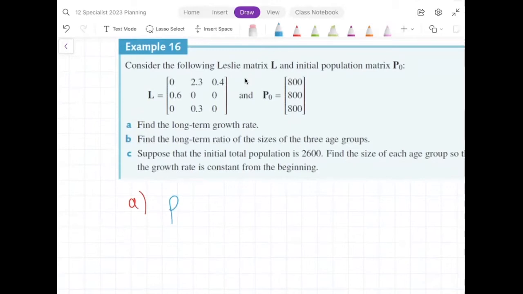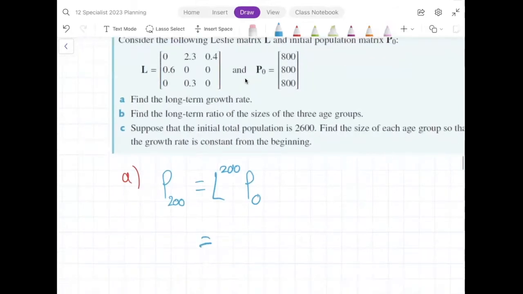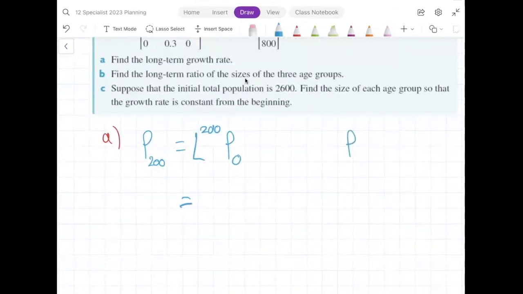Let's just do P of 200. That's going to be equal to L to the power of 200 multiplied by P naught. And we're going to figure out what this matrix is. Then we're just going to do one iteration on. So let's do P of 201. That way we can compare the two. We can get our growth rate proportion based on this idea here. This is going to be L to the 201 times P naught.